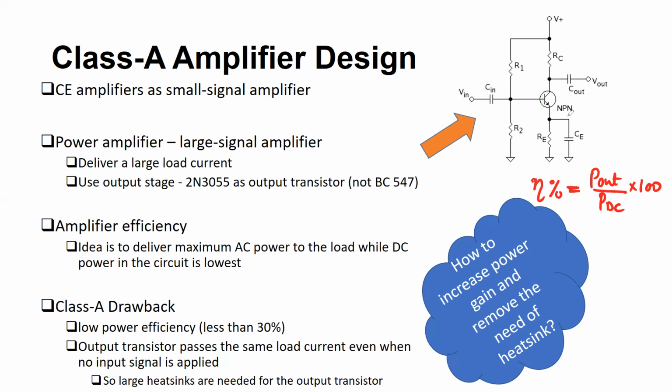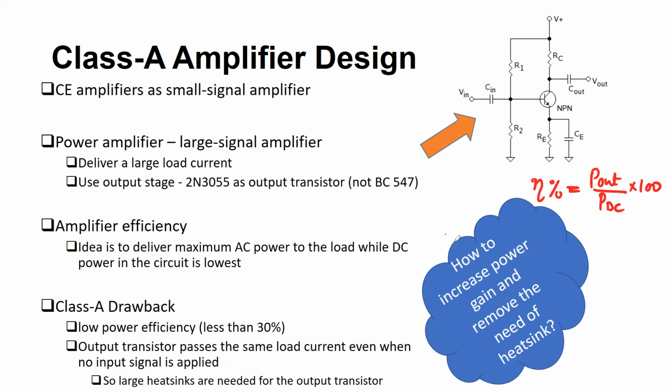That means you have a large current that transistor has to handle. So to handle such situation, transistor is mounted on a large heat sinks, and therefore we say that the large heat sinks are needed for the output transistor. Now, there is one question: how to increase the power gain and remove the need of heat sinks? So there are 2 points. One, we want to improve the efficiency of the amplifier. Currently, we are limited by less than 30% efficiency. And second issue is we need a heat sink because the transistor is always on.